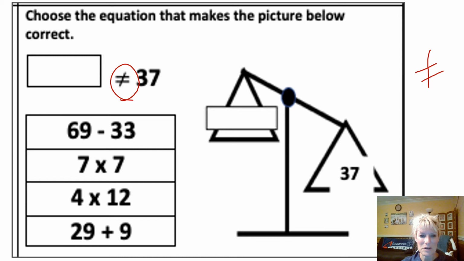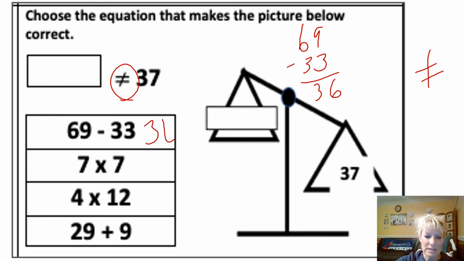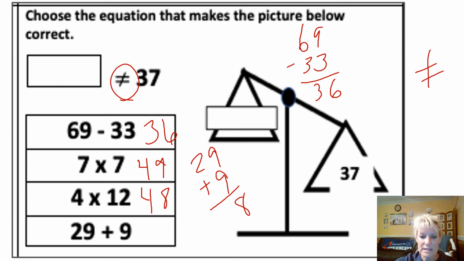All right, let's go down and figure them all out. I hope that's what you did. All right, let's see. 69 take away 33. I'm going to use my space up here. 69 take away 33 makes 36. I know that 7 times 7 is 49 because I've memorized it. 4 times 12, I know what that is. That's 48 because I've memorized it. 29 plus 9, I'm going to go ahead and just add that right there. 9 and 9 is 18. 2 and 1 is 3, so I've got 38.